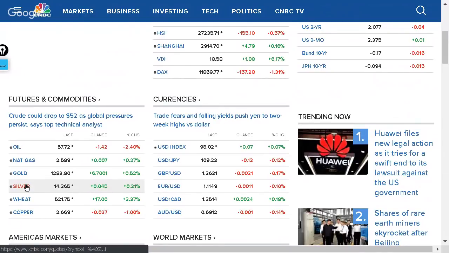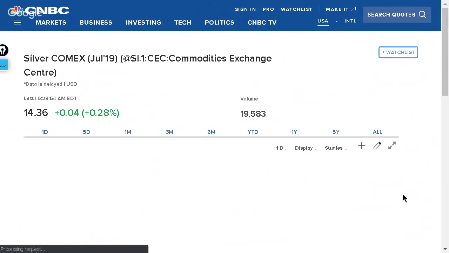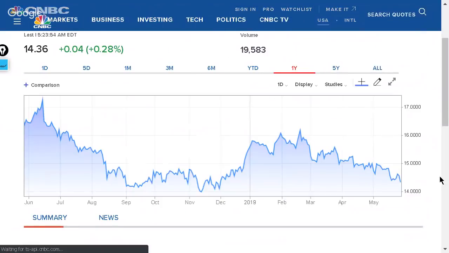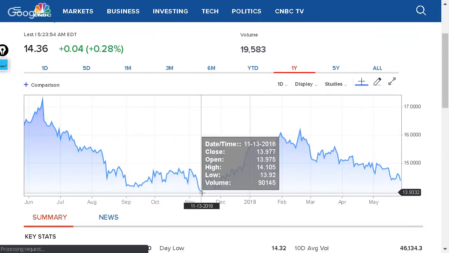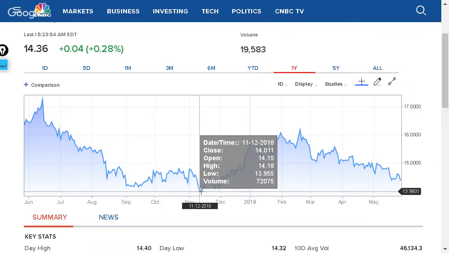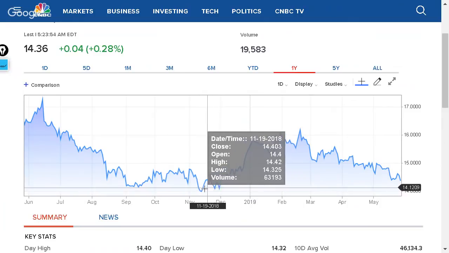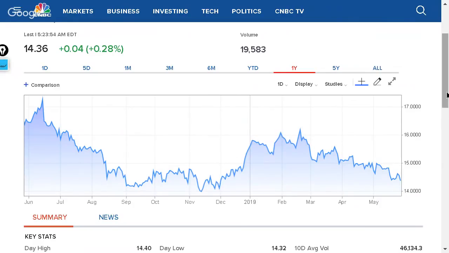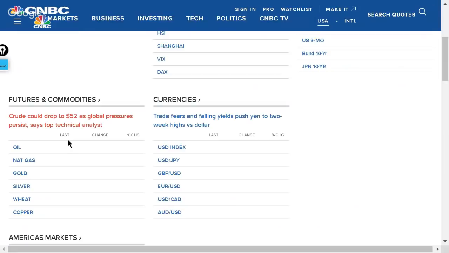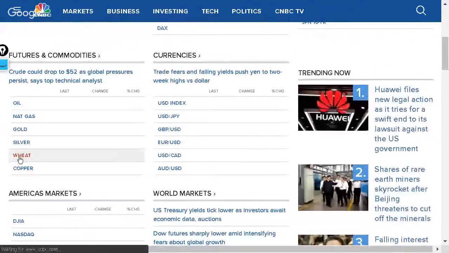Silver is all the way down to $14.36. That is insane. I can't believe how low that is. I'm not trying to give you investment advice here or tell you to buy silver, but we did call it at its low back here. I mean, $14 is a serious downward support level. Wow. I can't believe silver's still that low. That's amazing. Let's look at wheat.